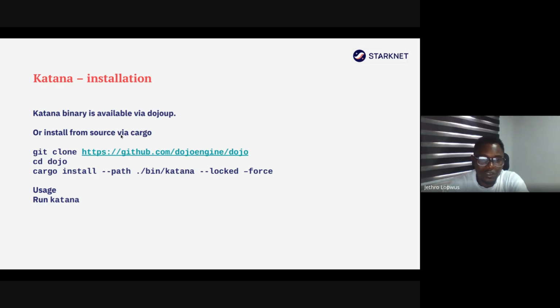So this is the installation. You can run the binary which is available on Dojo Up, or you can install it from source via cargo, or you can clone it like this. So this is from the repo I dropped for you guys. You can actually clone it and run it. Once you clone it, you cd to Dojo, and then you install this path, and then you can run Katana to use this on your local device.